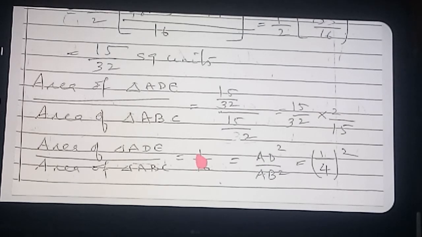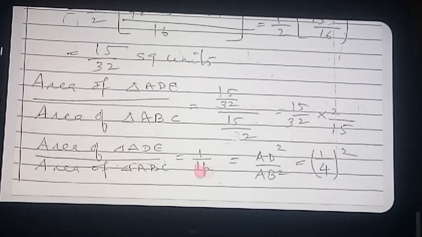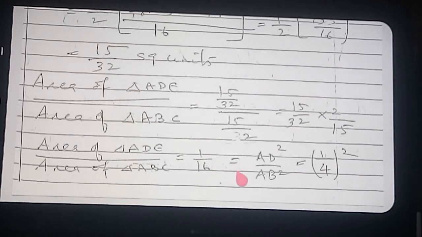1 by 16 means actually you can write it as 1 by 4 the whole square. So this is the theorem, 6.6 theorem, stating this only. That chapter explains it. If you need this again, I will show this result once more. So the area of triangle ADE upon the area of triangle ABC, the result is saying, is AD square by AB square. But you know AD by AB is already given as 1 by 4, no? So 1 by 4 the whole square is 1 by 16. This is the result. Okay.